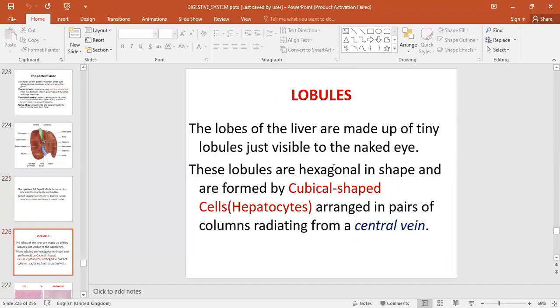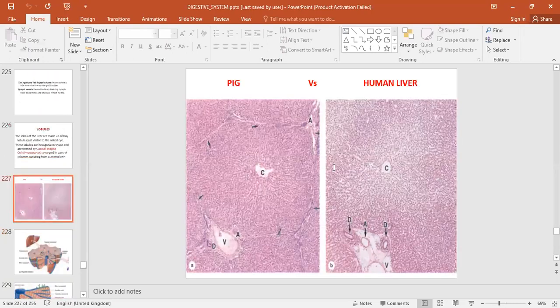So let's look at liver lobules. The liver is divided into lobules. When you cut the liver and examine it, we find that it has lobules. These lobules are said to be hexagonal in shape, more like six-sided corners. 1, 2, 3, 4, 5, 6.